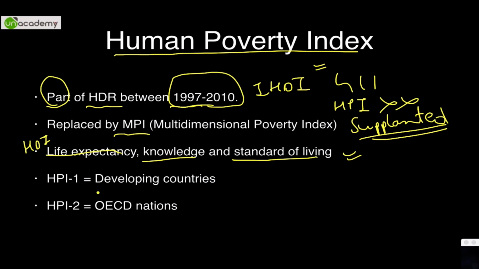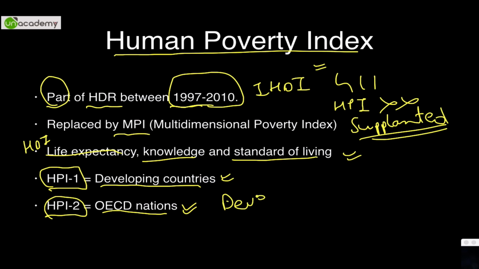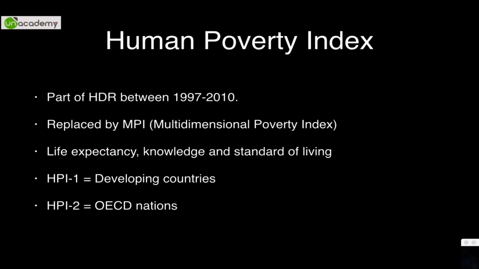Just for your knowledge's sake, HPI-1 is calculated for developing countries. See, poverty is not there in developed countries that much, so you cannot measure them in the same index. So HPI-2 was devised for OECD countries, that is the Organisation for Economic Co-operation and Development, which are supposedly the developed nations of the world, which have high per capita income, high life expectancy, high rate of employment, etc., and high literacy rates. So this was the difference between HPI-1 and HPI-2. One is for developing countries and two is for OECD nations.